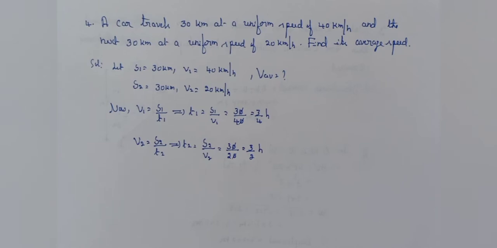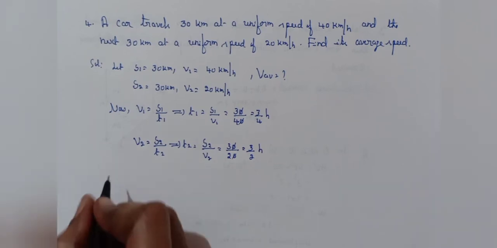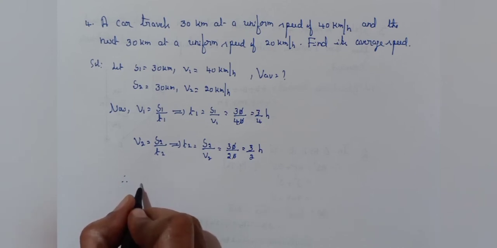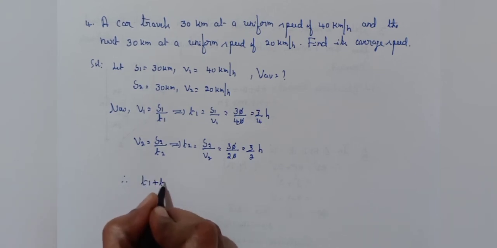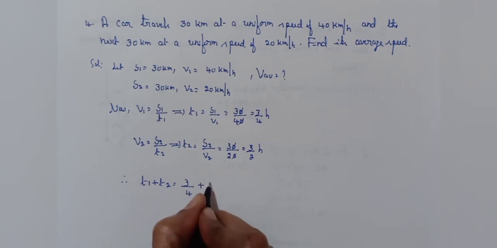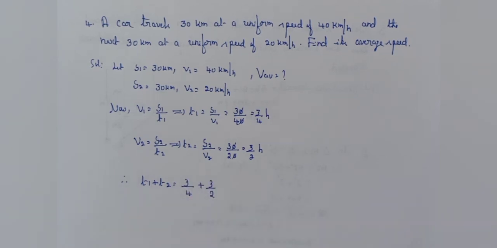Now you got the T1 and T2. Find out the total time. T1 plus T2 is equal to 3 by 4 plus 3 by 2. So take the LCM. The LCM is 4. So 3 plus 3 2s are 6.